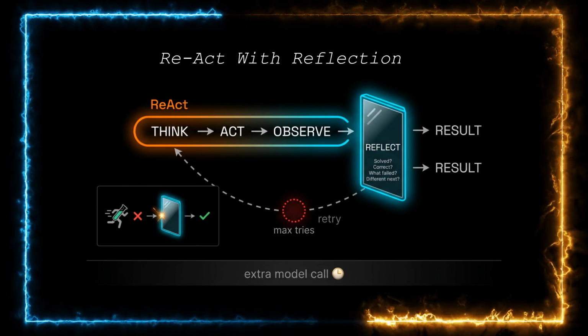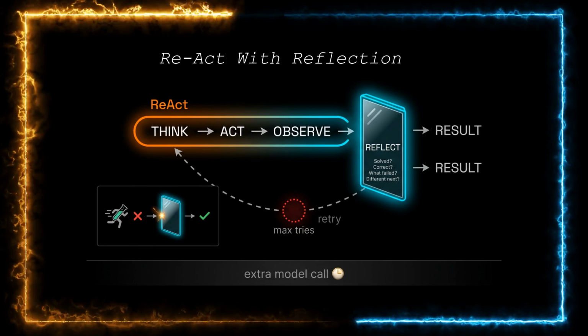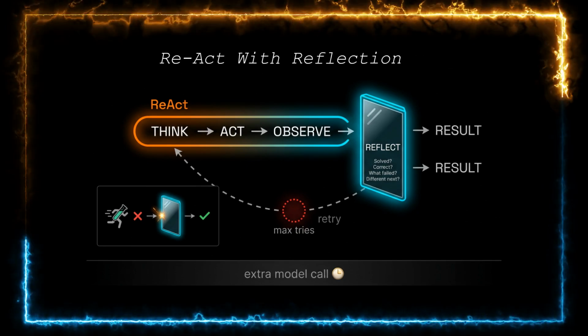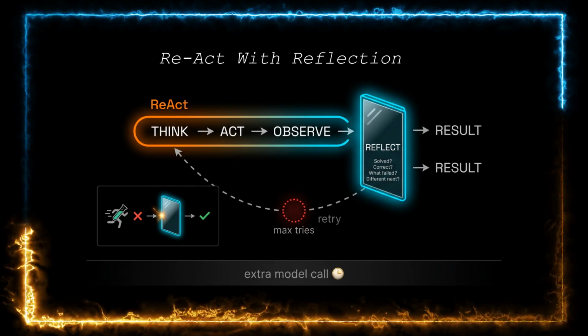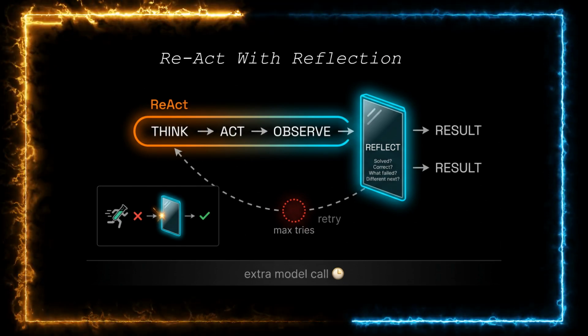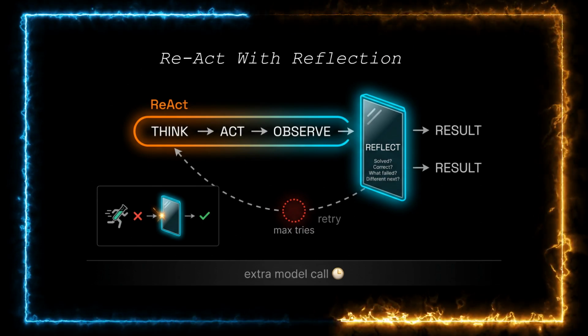The model can still misunderstand the problem or overcorrect. This pattern needs clear stop conditions. Without limits, an agent can reflect and retry forever. Use reflection when quality matters and the task is complex enough that a single pass is not reliable.